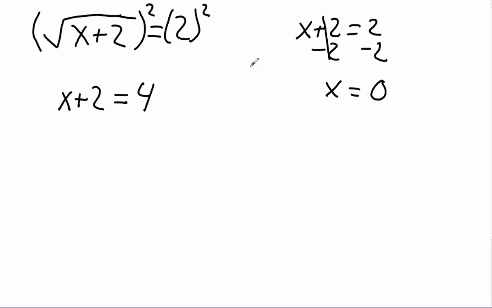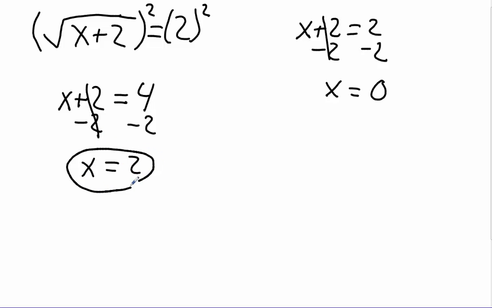Now, just like in this problem, we're going to use our inverse operations to get x alone. So we subtract 2 from both sides, and x equals 2. And that's that. The whole idea seems not too crazy, but a lot of kids have trouble with it.